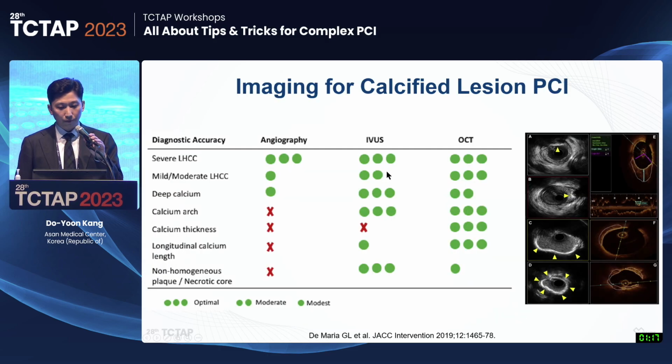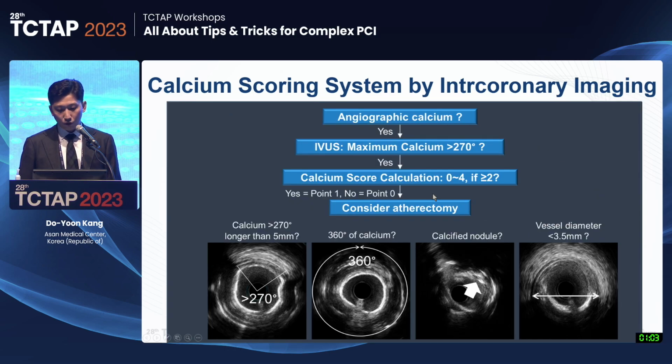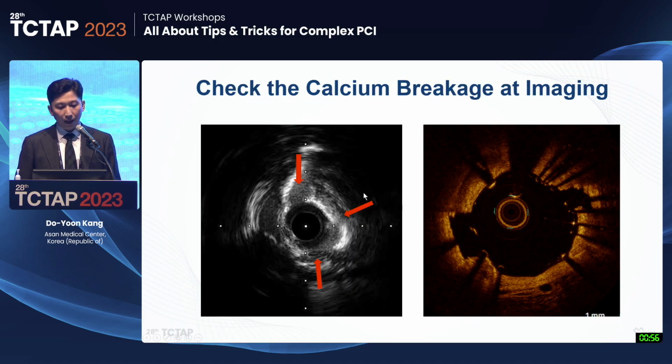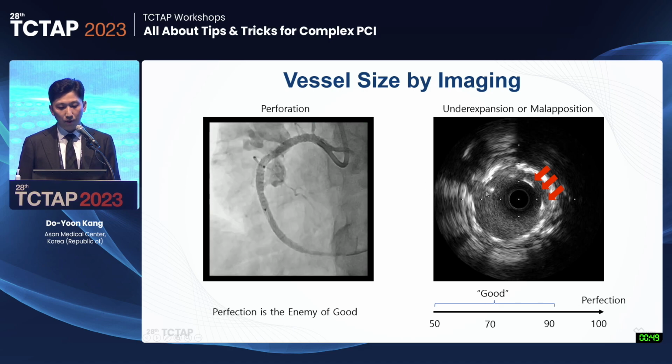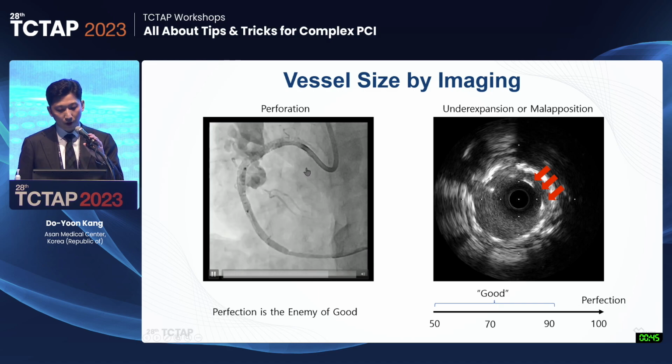For imaging in calcified lesion PCI, with IVUS or OCT you can see the calcium arc, thickness, and length. As shown, the calcium scoring system is very useful to predict stent expansion and to make the decision whether or not to use rotational atherectomy. The most important thing is to check the calcium breakage at imaging and the vessel size by imaging. Too large a size can cause a disastrous perforation.